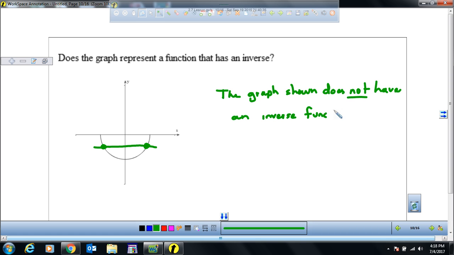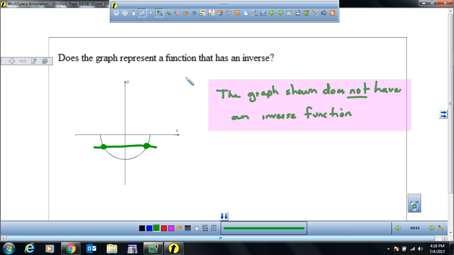Now you can also say it in a different way. You don't have to specifically say that it does not have an inverse function. You can also say that the graph shown is not one-to-one. Remember, one-to-one means that it has an inverse function. If I say not one-to-one, it means it does not have an inverse function. Okay?